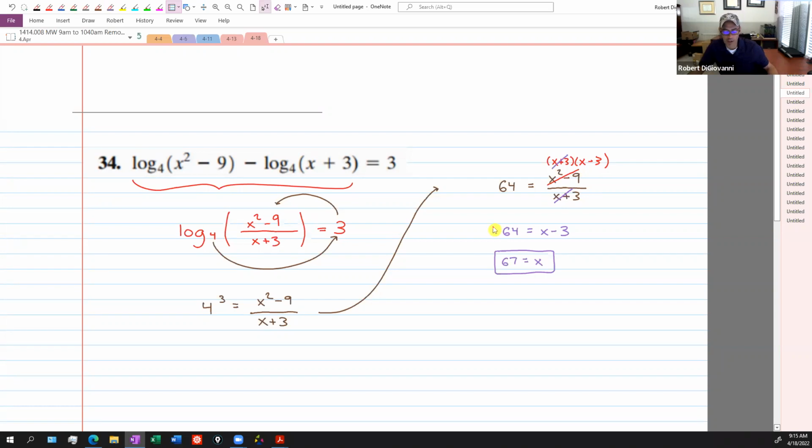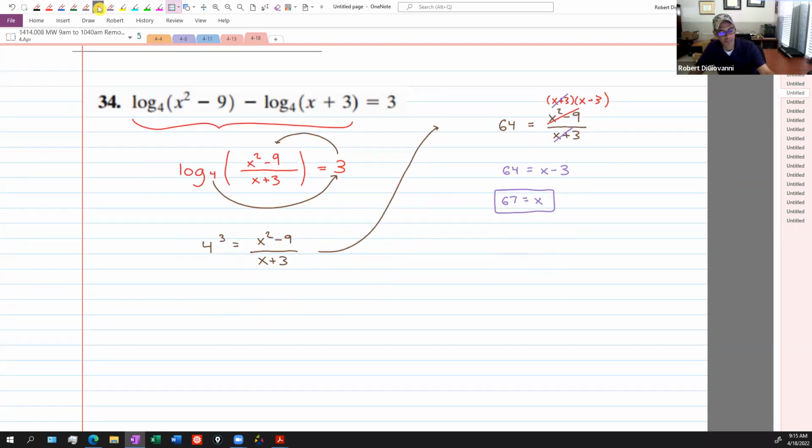Now that's one way to do it. Let me show you the other way. Oh, by the way, would this answer work? Let's see, if I plug in 67 for x, 67 squared is huge. Take away 9, that's still good. It's still positive. And then 67 plus 3, yeah, I should be good here.